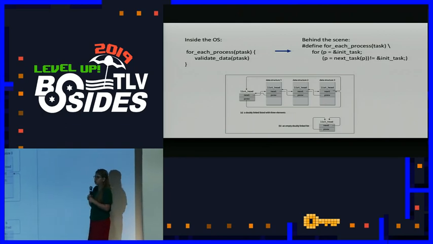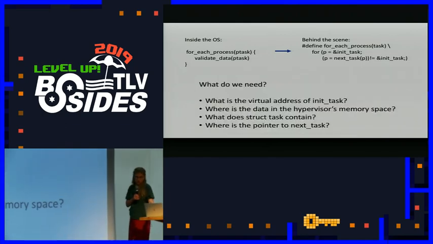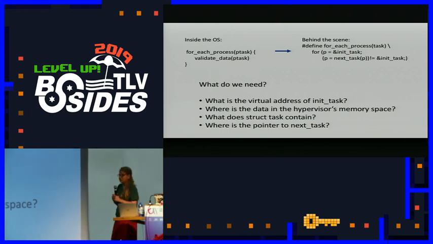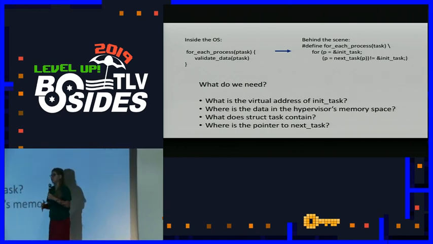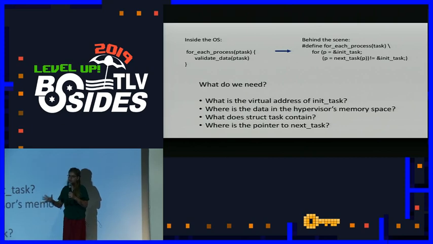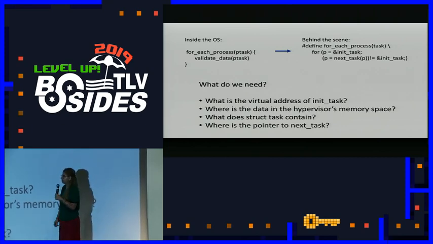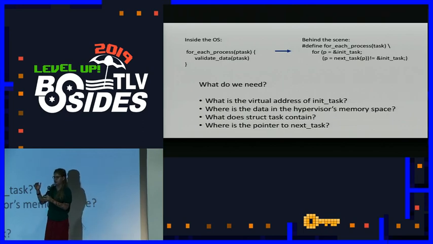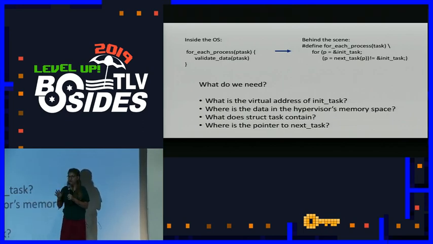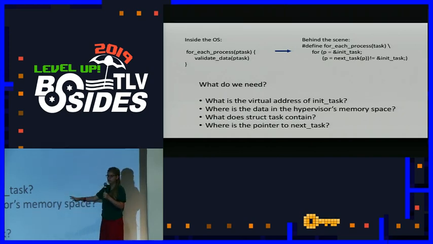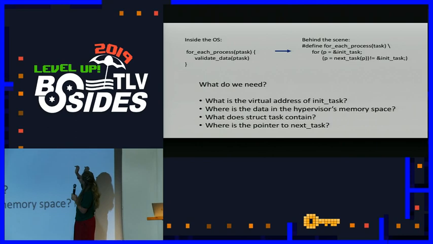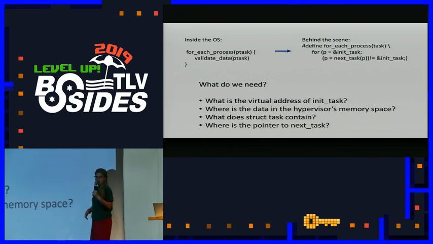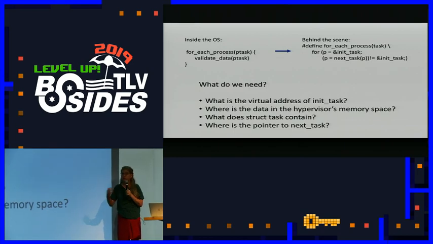So I need several things in order to do this. First of all, I need to know what is the virtual address of init_task. Then I need to translate it to the physical address to know where in this huge blob of memory is the actual beginning of init_task. Then I need to take every task and cast it into the right task structure according to the right Linux version, of course, and retrieve the information that I need to find the next task, the virtual address of the next task, and do this whole process all over again.